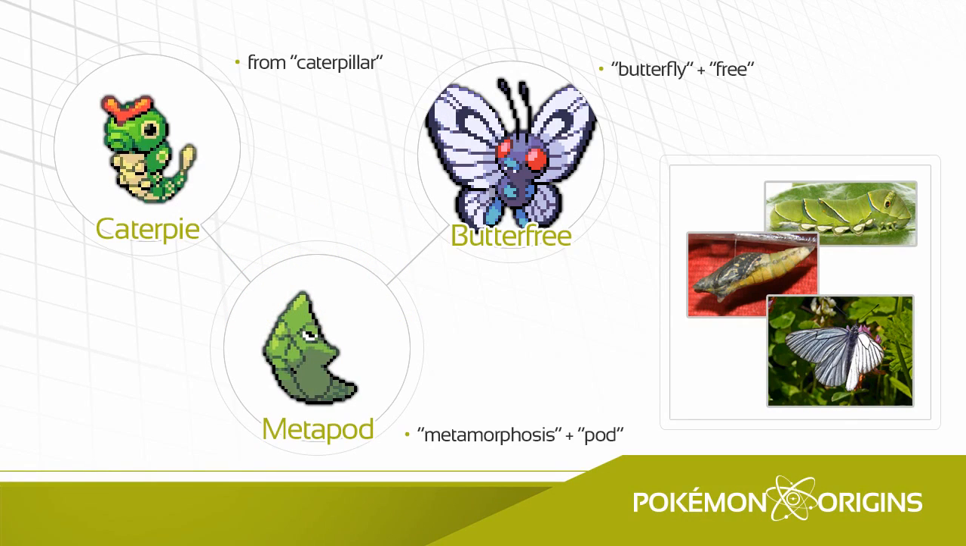What Caterpie does along the lines, it changes its body shape, as well as pod, because it's like a little pod. And then Butterfree, combination of butterfly and free, because why not? Caterpie of course is based on a caterpillar. Who would have guessed that?